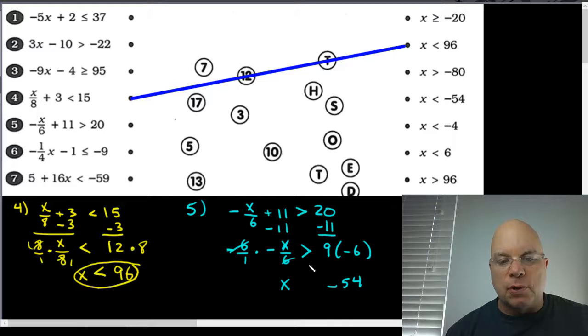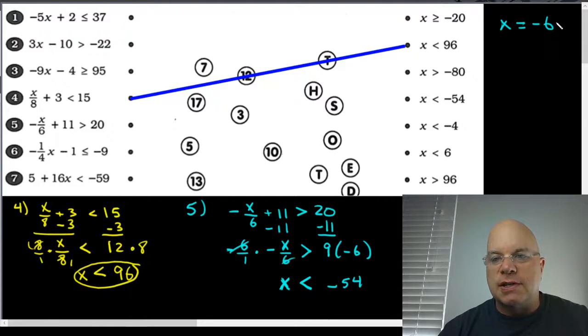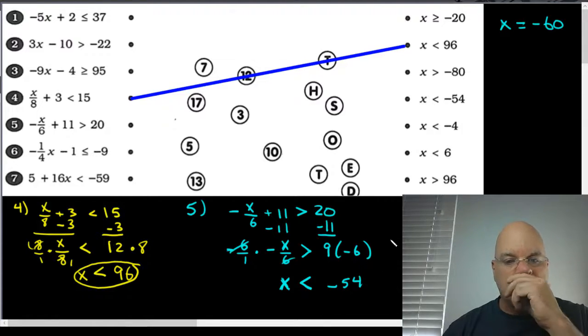And since we just multiplied both sides of the inequality by a negative, that's the instance in which you need to flip the inequality symbol. So rather than be greater than, now it's less than. X is less than negative 54. The way you can check your work is you can choose a value that makes the inequality true. Like if x was negative 60, that would be less than negative 54.